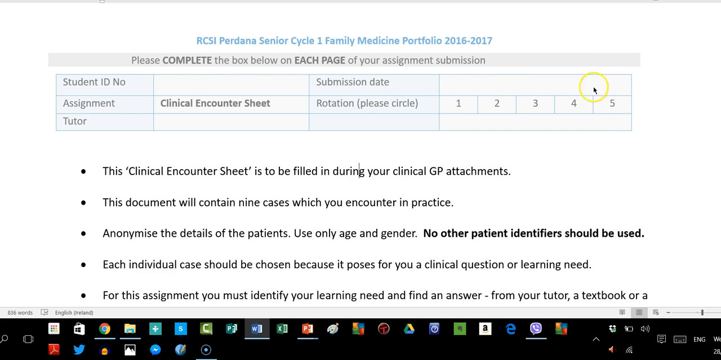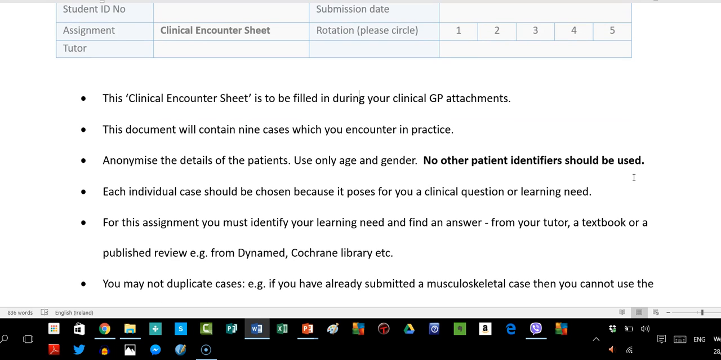submission date, circle which rotation you are in, name your tutor, and then I'll explain as we go on what the clinical encounter sheet entails. First of all, it's to be filled in during your clinical postings. It will contain a total of 9 cases which you encounter in practice.